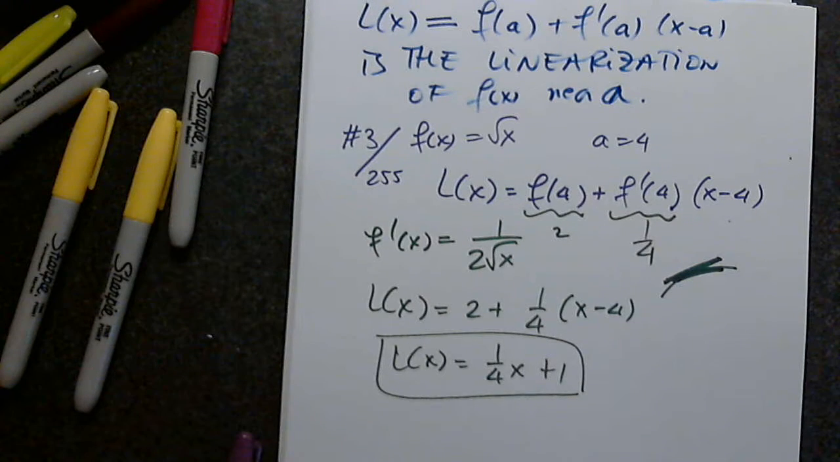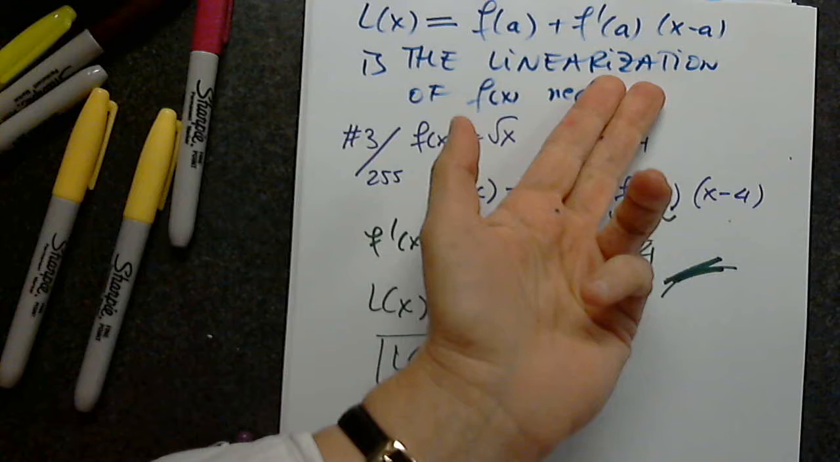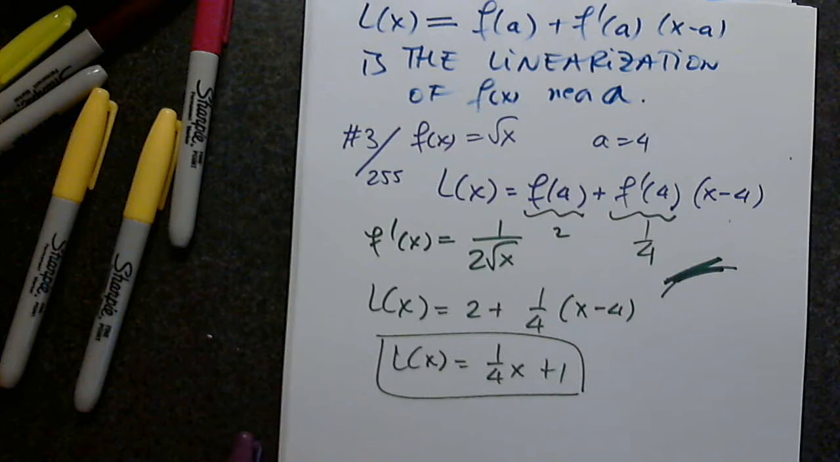Any questions? Any function can be replaced near a point, at any point, by a line using the method of linearization. Any questions?